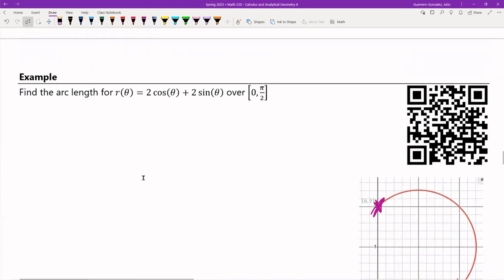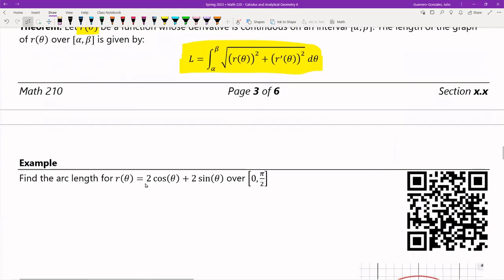Let me scroll up a little bit just so we can take a look at the equation. So we want it from 0 to pi over 2. So it's going to be the integral from 0 to pi over 2 of r of theta plus r prime of theta, both of those squared, added up. I actually jumped the gun a little bit. Let's go ahead and find r prime of theta. This is a very simple derivative from Calc 1, maybe the second or third week. The derivative of cosine is negative sine, so negative 2 sine theta plus 2 cosine theta, since the derivative of sine is cosine. And we're done. That's it.